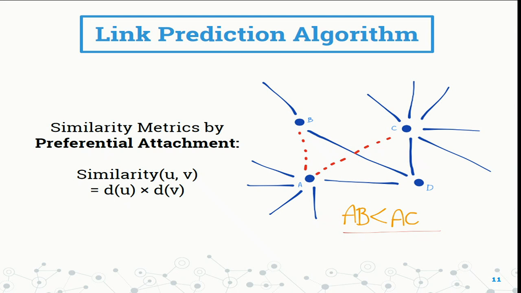The second metric is preferential attachment. It's the idea that if you and another person have a lot of neighbors around you, you will have a higher chance of creating a link. In this case, A and C have the most neighbors around them, whereas nodes like B and D do not have that many neighbors around them. So in the future, there's a higher chance of A and C creating a link between them.